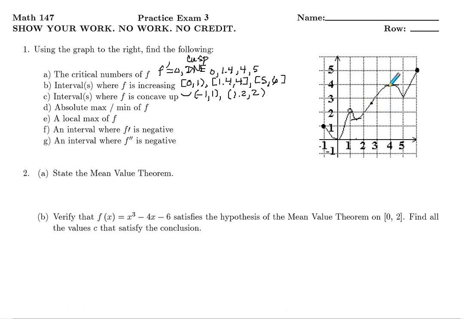Concave down would be curved down, so between x is 2.5 and between x is 5, that's one interval where it's concave down. Here in this part of the graph, it's not clear that it's concave up or concave down. It looks like a straight line.